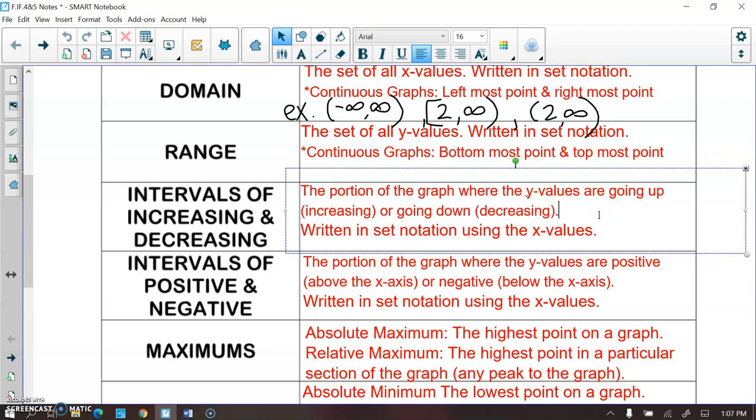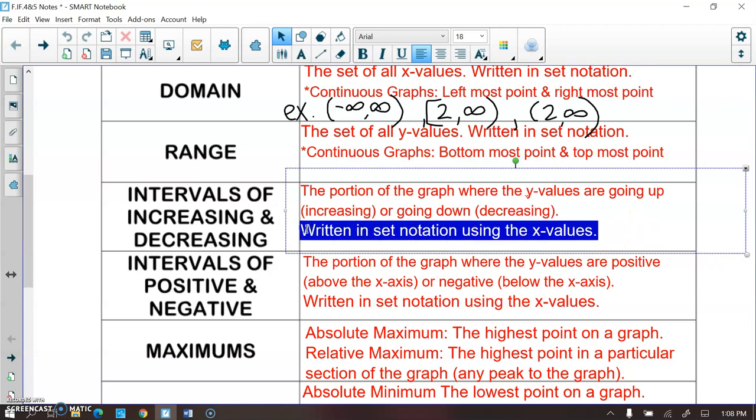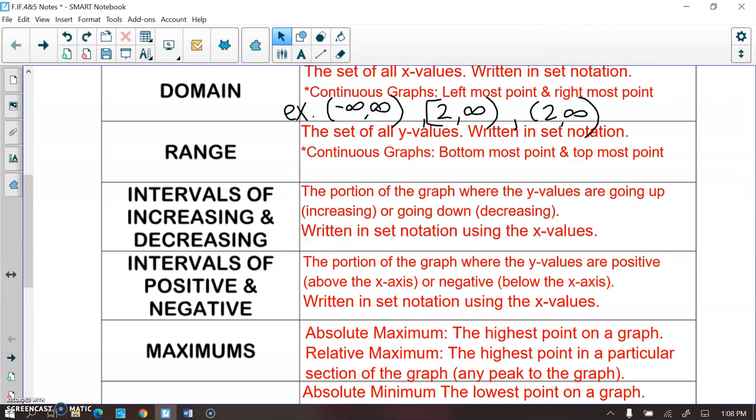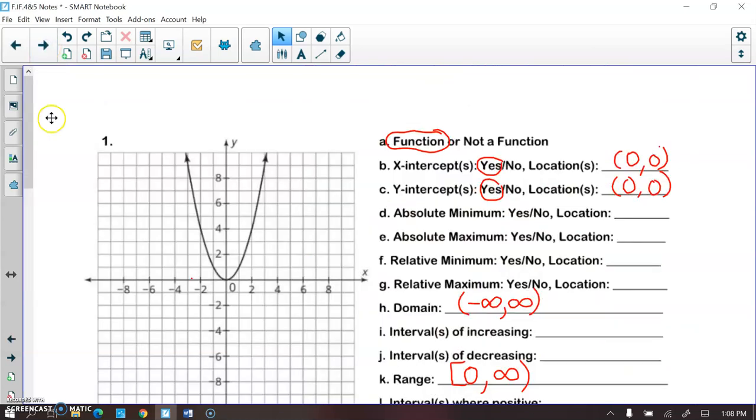Now, when we report whether your y values are increasing or decreasing, we always need to write it in set notation, but we always are going to be reporting out the x values for where the y values are increasing and decreasing. So let's try it with our graphs that we have examples for.